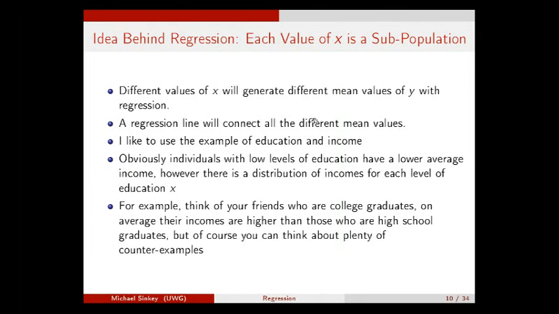So let's go back to the idea behind regression. Different values of X are going to generate different values of Y. So take a look at the number of years you're in school. We think that one of the main reasons you attend college is not because you love learning so much, but because you think if you're educated for more years, you're going to have a higher income. That's sort of a goal that most people have. Obviously, people with low levels of education have lower average incomes.